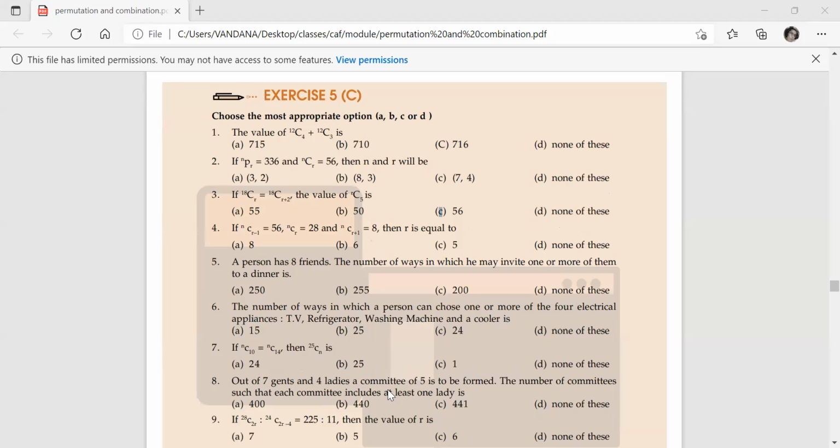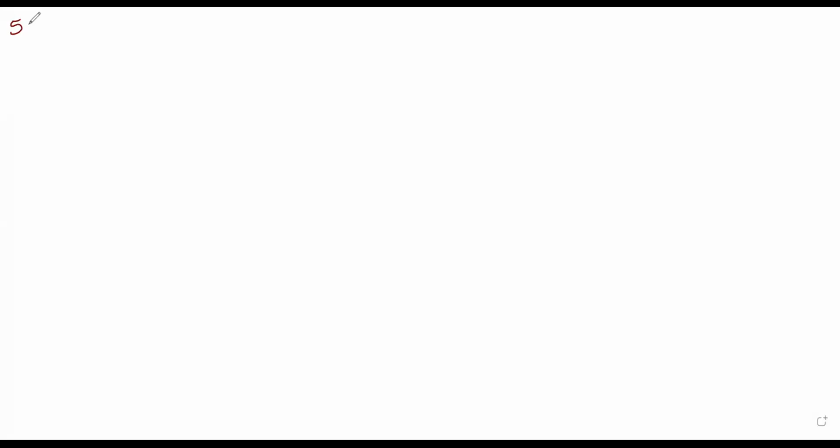A person has 8 friends. The number of ways in which he may invite one or more of them to a dinner is. Question number 8. एक person है जिसके पास 8 friends है. In how many ways he can invite one or more of them?